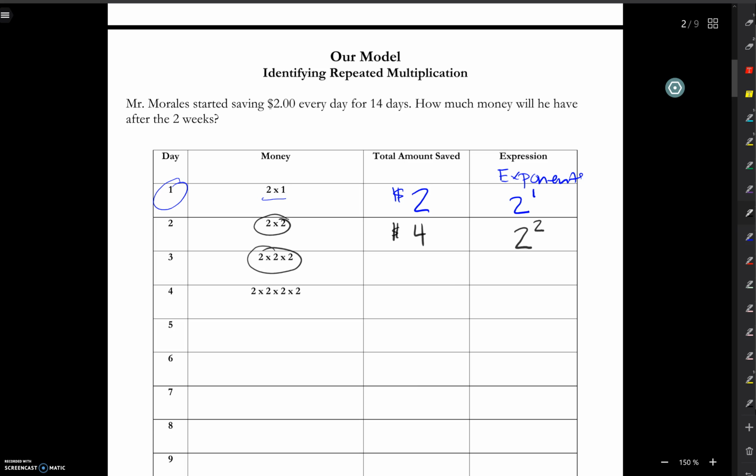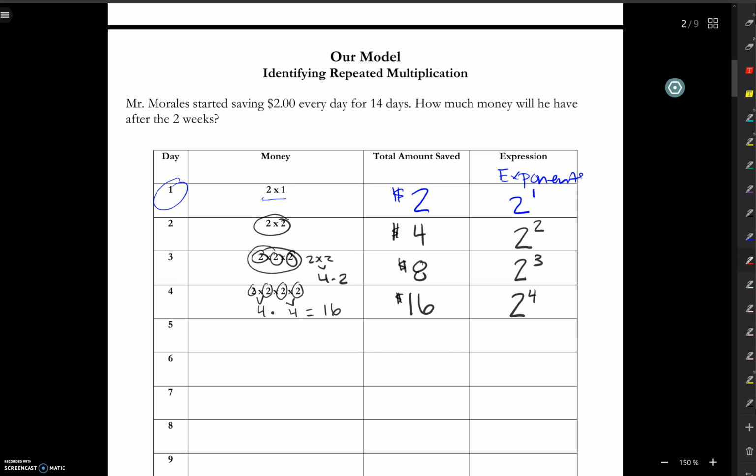Next, 2 times 2 times 2. So 2 times 2 is 4, times another 2 is 8. So I'm going to have $8 here. And so my expression, since I have 1, 2, and 3, would be 2 to the power of 3. The next one, 1, 2, 3, and 4. So 2 times 2 is 4, times another 2 times 2 is 4, and 4 times 4 is 16. So I would have $16 saved. And my expression would be 2, which is my $2, to the power of 4.